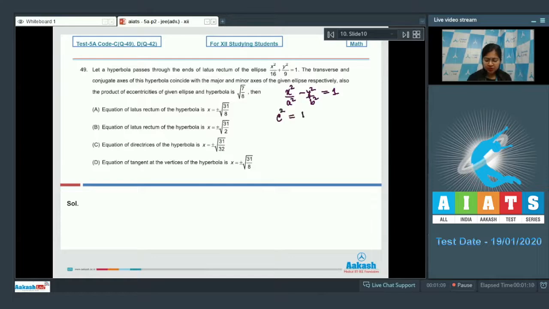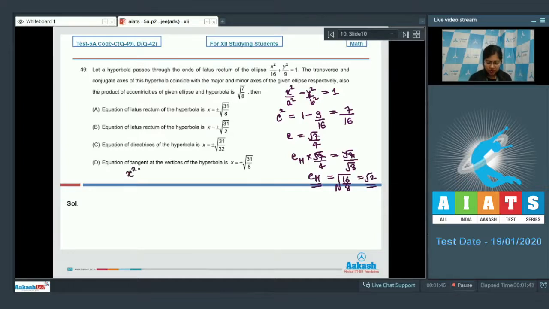Now let's firstly find eccentricity of the ellipse. That is e square is equal to 1 minus b square by a square, that is 16 minus 9 is 7. So e is equal to root 7 by 4. Now it has been given that eccentricity of hyperbola into root 7 by 4 is equal to root 7 by root 8. So these two are cancelled. Eccentricity of hyperbola is equal to root of 16 by 8, that is equal to root 2. So eccentricity of hyperbola is root 2, which means that it is a rectangular hyperbola.